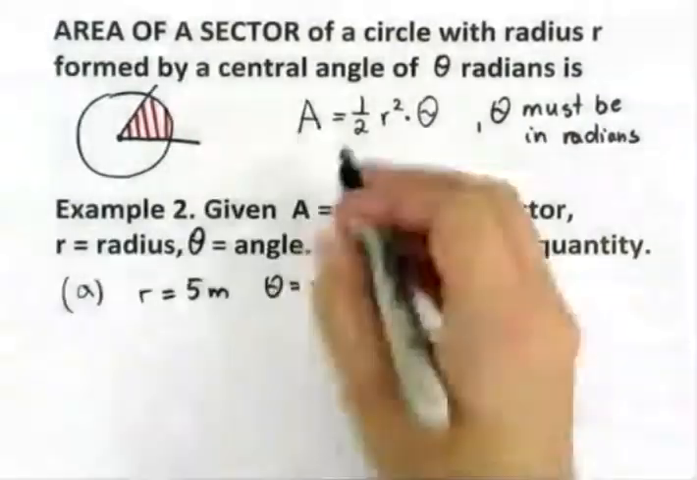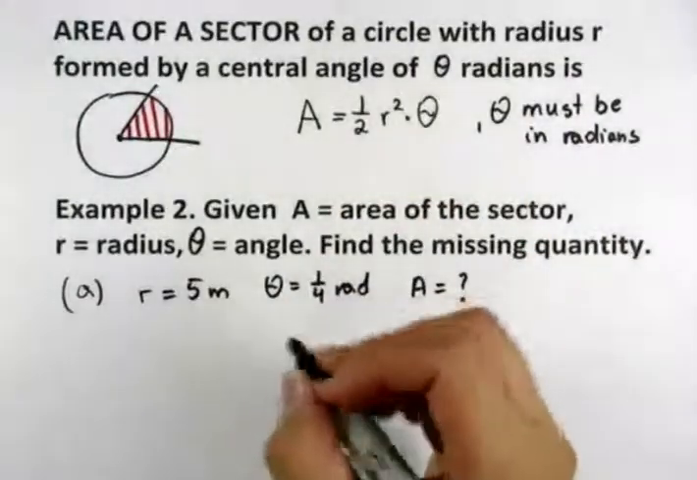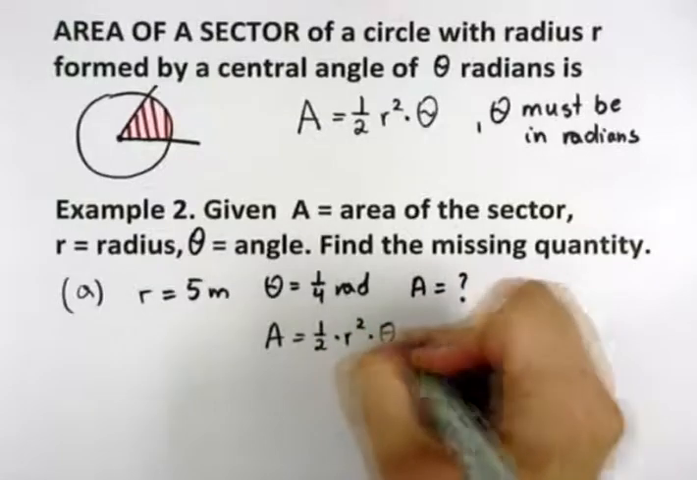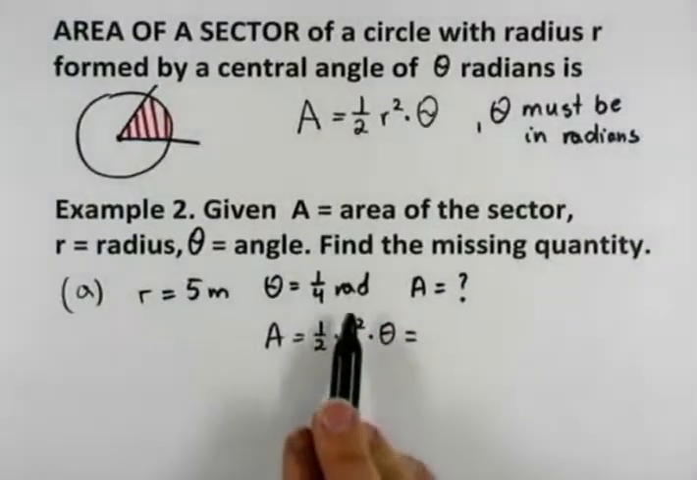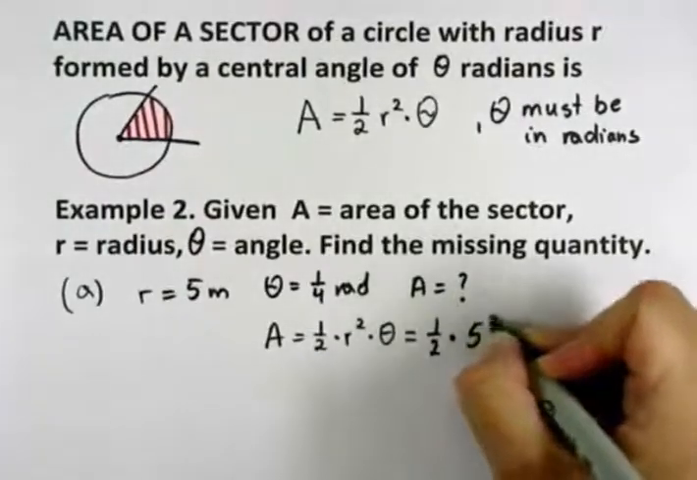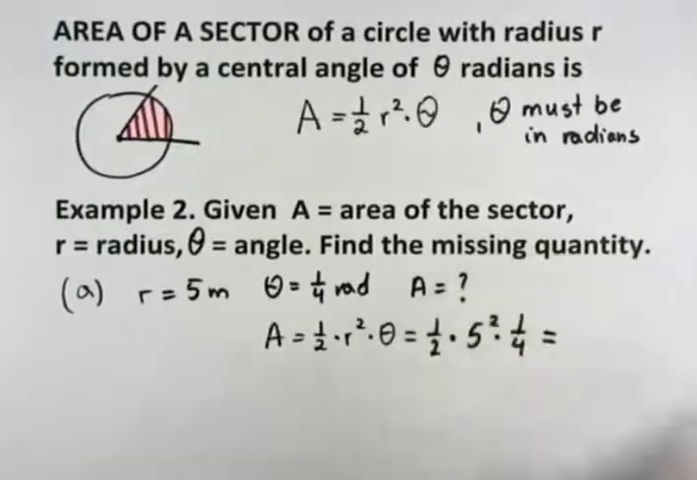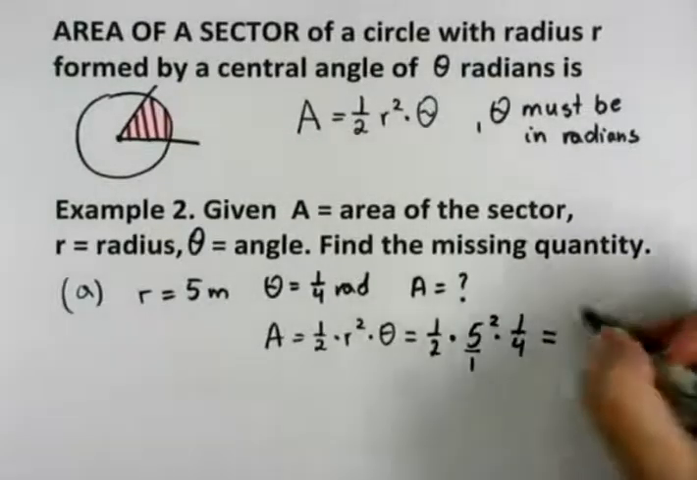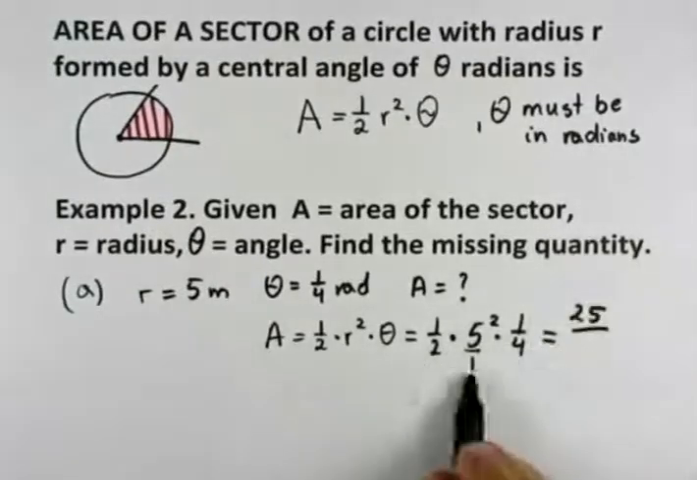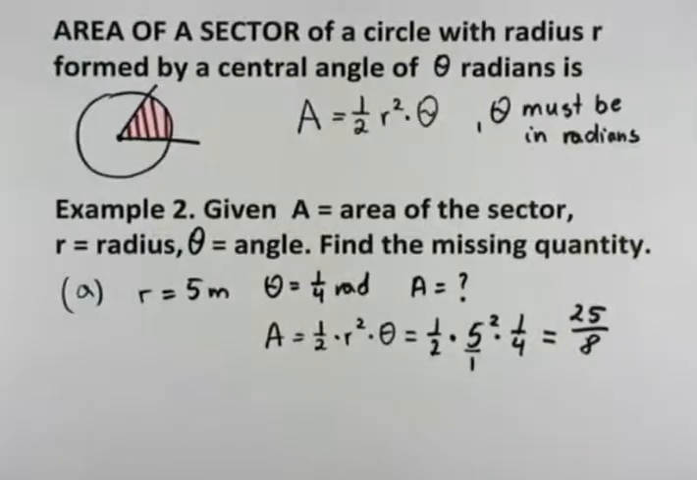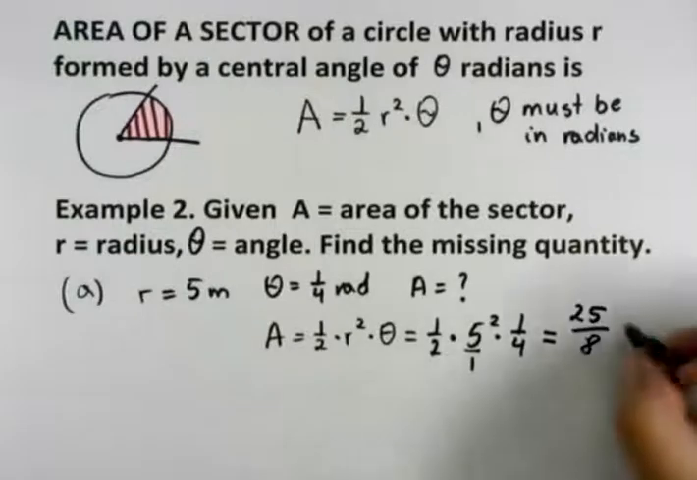Okay, so we apply the area of the sector formula. A is equal to 1/2 times r squared times theta. First check if your theta is in radians. Yes, it is, so we can apply it. So it's 1/2 times 5 squared times 1/4. So 5 is like over 1. So on top I have 1 times 5 squared is 25 times 1 is 25 over 2 times 1 times 4 is 8. So 25 over 8, and the same unit meters, area in meter squared.